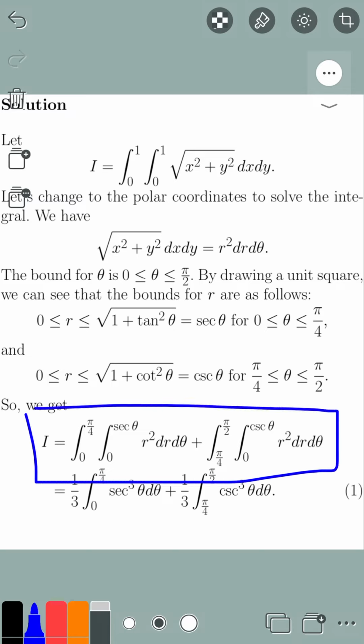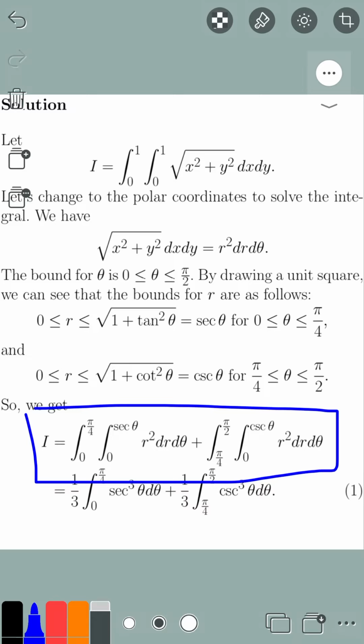the integral from 0 to pi over 4 of, and then the integral from 0 to secant of theta of r squared dr d theta. We integrate with respect to r first, because the boundary for r has theta in it. And then plus the integral from pi over 4 to pi over 2, integral from 0 to cosecant theta of r squared dr d theta again. We integrate with respect to r first.